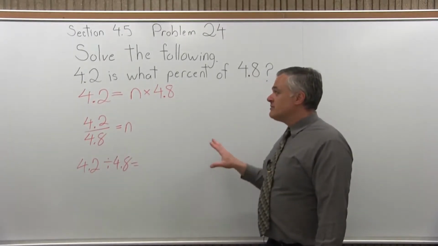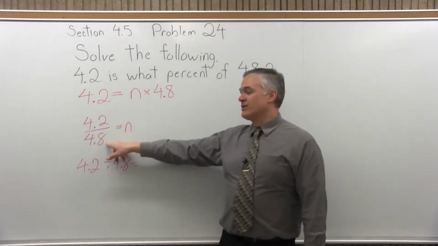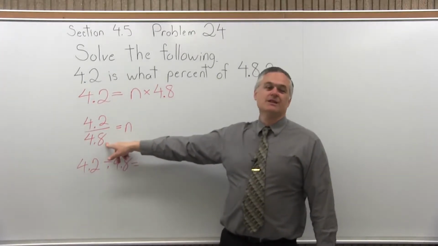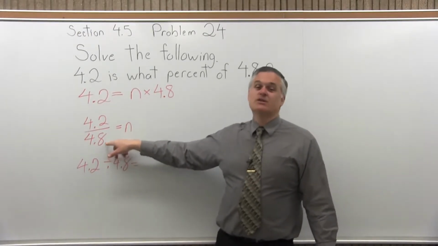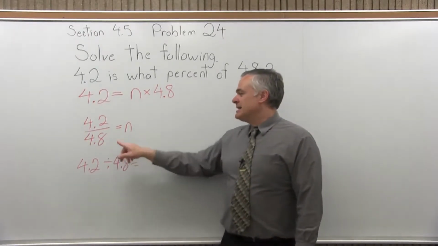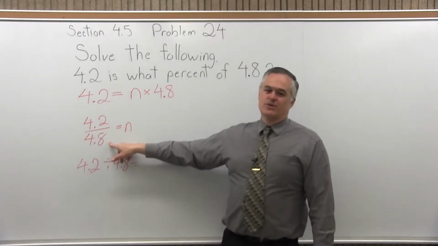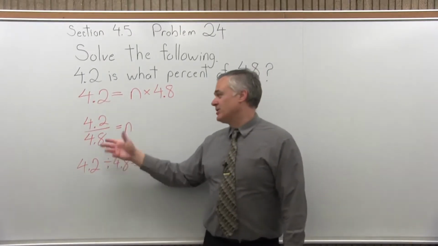Now, notice in some of the previous problems like this, I said the trick I like is if I can make the denominator of the fraction into a 100 easily, the numerator just becomes the percent. And in the previous problems, I was able to do it. I had denominators like 25 or 20. 4.8 doesn't really work that well. So if I can't use my calculator, I really do have to do it out the long way.